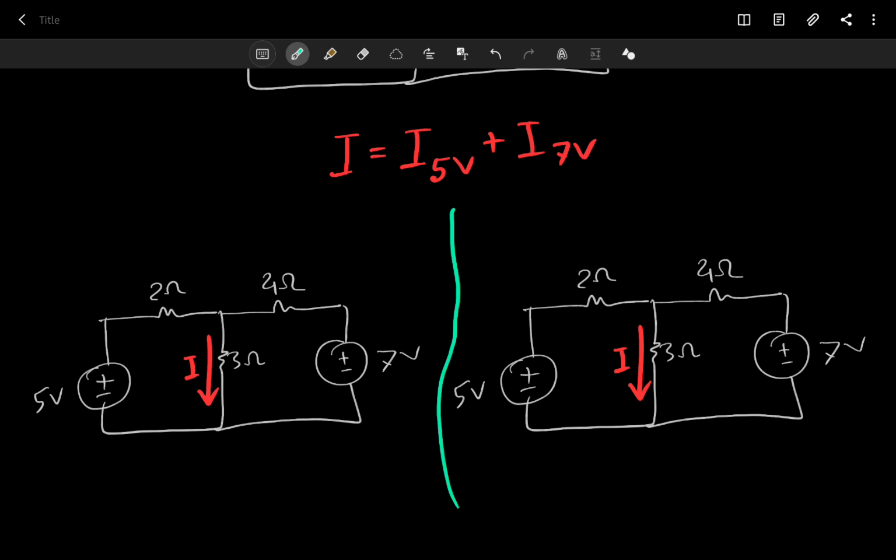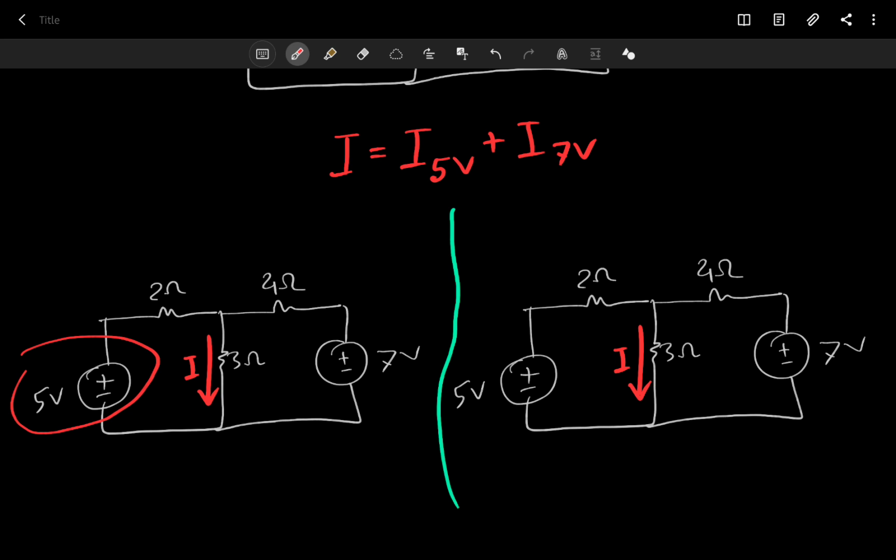Okay, so to figure out just the contribution coming from 5 volt, all you have to do is turn the components coming from all other sources to 0. So what you do is turn all the other sources to 0. Okay, so here in the left circuit, I want to calculate just the contribution coming from the 5-volt voltage source. So what I do is I turn the values of all other sources to 0.